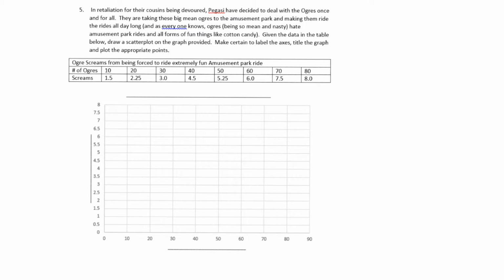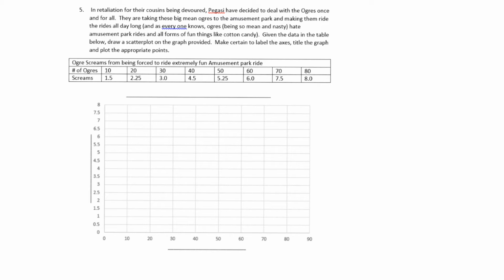It says, in retaliation for their cousins being devoured, Pegasi have decided to deal with the ogres once and for all. They are taking these big, mean ogres to the amusement park and making them ride the rides all day long. And as everyone knows, ogres, being so mean and nasty, hate amusement park rides and all forms of fun things like cotton candy. Given the data in the table below, draw a scatter plot on the graph provided. Make certain to label the axes, title the graph, and plot the appropriate points.